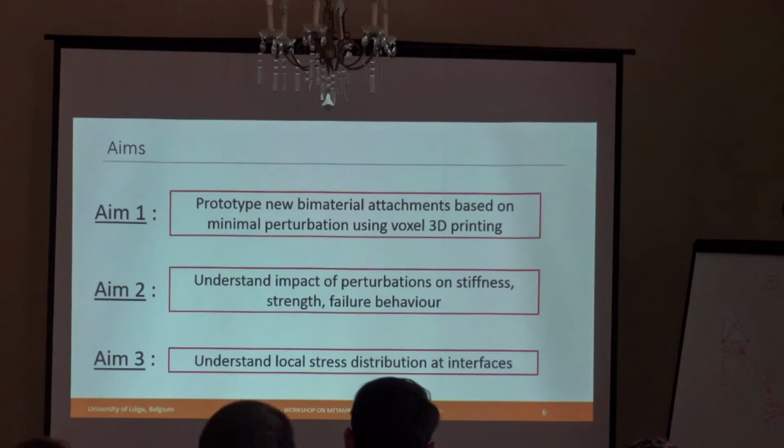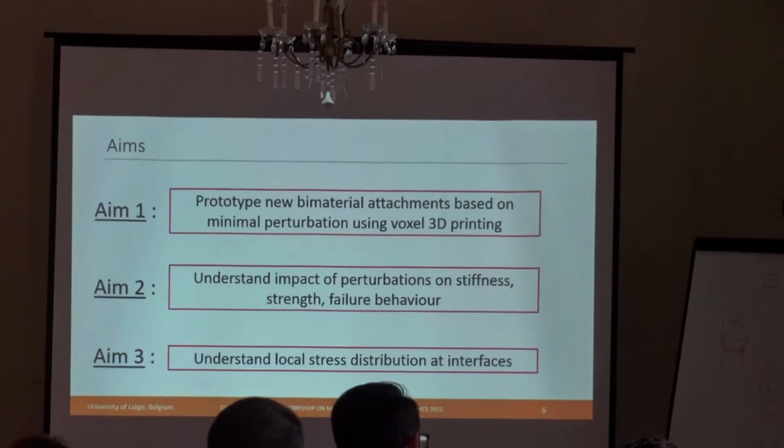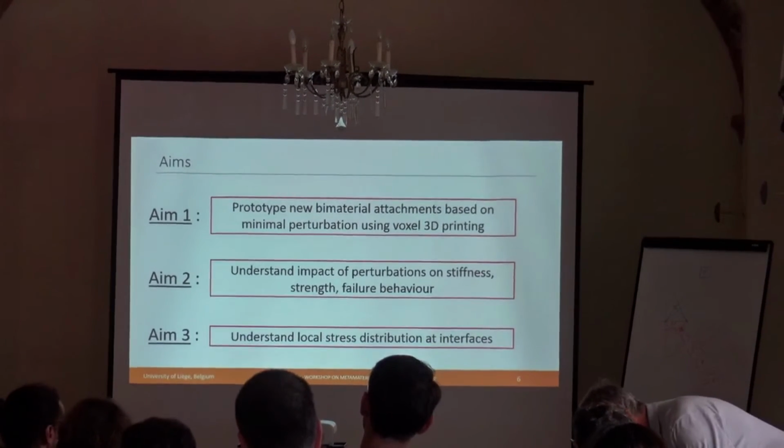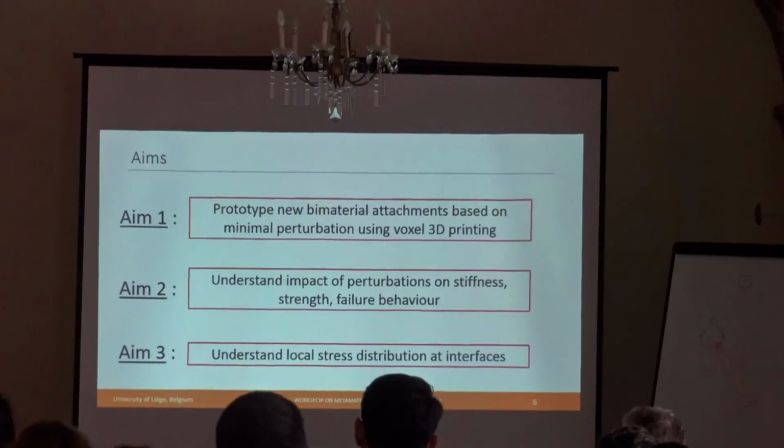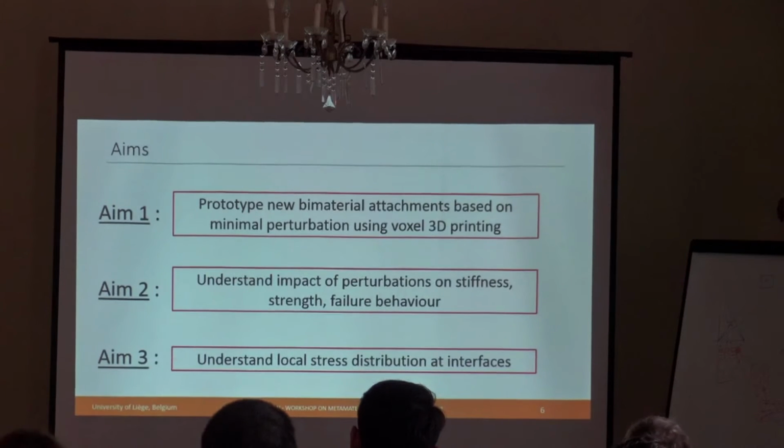So, regarding all of this, we got our aims for the work, which is to prototype the new bimaterial attachment based on a minimal perturbation, as I showed you for the bone tendon. We want to understand the impact of the perturbation on the stiffness, the strength, and the failure behavior, because we want to improve the mechanical performance of those attachments.